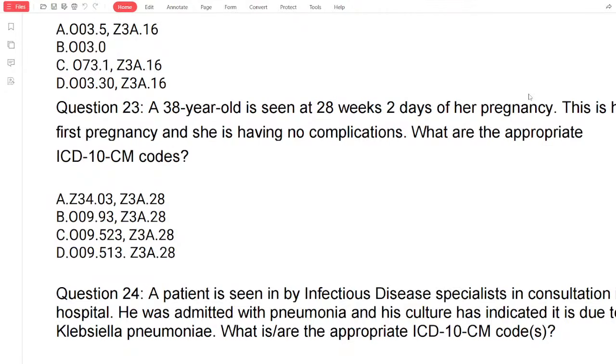Devishri, check the code here. Actually, pregnancy is mentioned here. So why do you want a code for Z34.03? For pregnancy-related chapters, the most priority in pregnancy means you have to code for the O series. That is our guideline. Devishri, why did you take option A, dear?